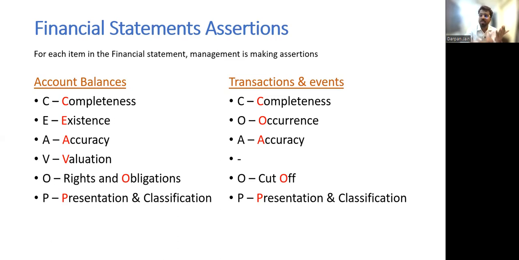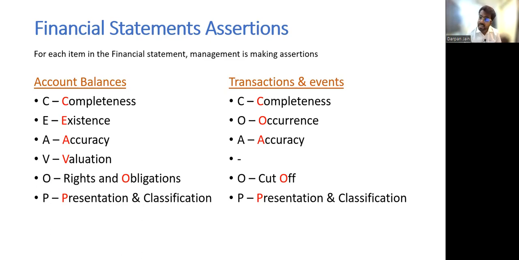Because if there are 13 purchase invoices of plant and machinery, but in the books of accounts only, let's say, 10 have been recorded, that means the balance of that plant and machinery is not complete. It has not been completely recorded. Correct? So that's a check for completeness. You are checking whether everything has been recorded or not.